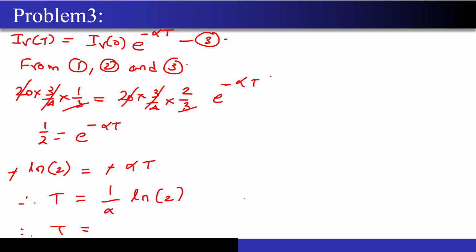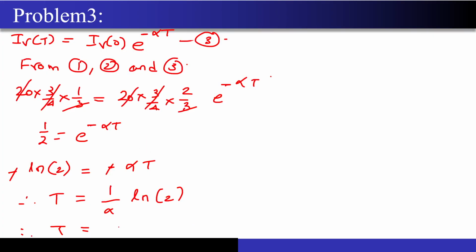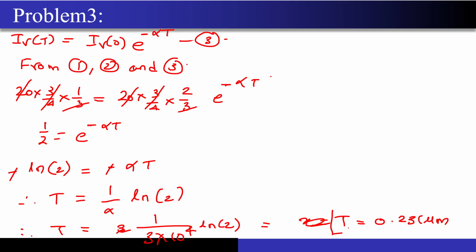What is the value of alpha? The alpha they have given as 3 into 10 to the power 4, correct? 1 upon 3 into 10 to the power 4 into ln 2, correct? Now if you calculate this value, this thickness will come out to be around 0.231 micrometer, correct? The basis of solving this question was only using this formula.